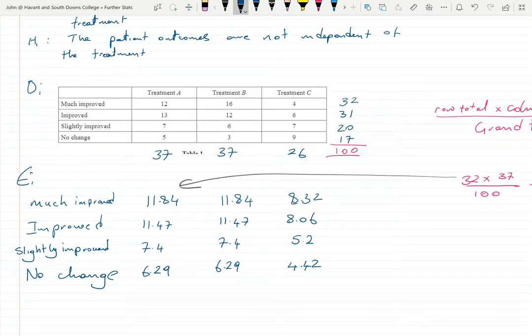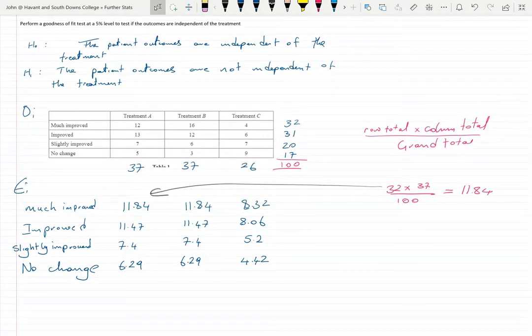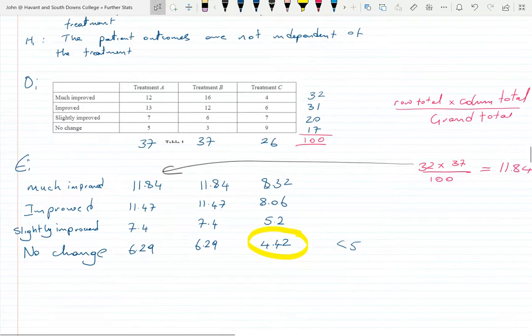Okay, so there's our expected frequencies, and as I gave the heads up at the beginning, we've got one that is less than or equal to 5. It's less than 5, and so we need to combine. Now, before combining, it's worth thinking about where it is justified to combine with a particular category, and certainly to combine no change with slightly improved is not too much of a problem.